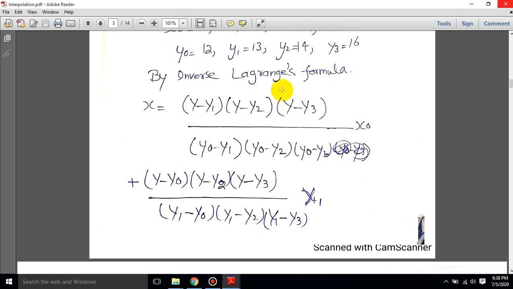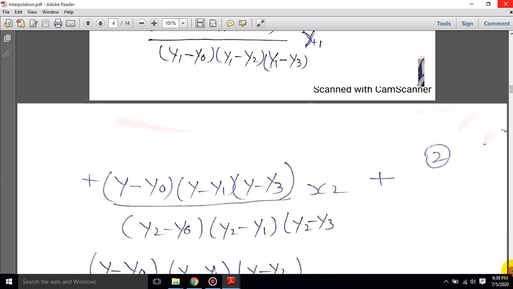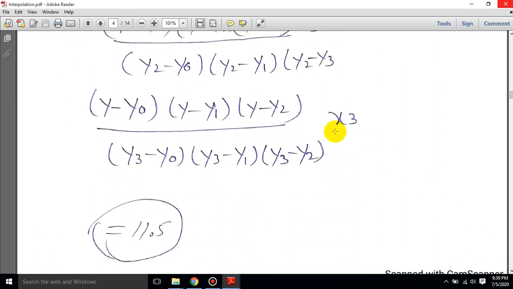The inverse Lagrange formula is defined like this: x will be equal to y minus y1, y minus y2, y minus y3 divided by y0 minus y1, y0 minus y2, y0 minus y3, multiplied with x0, plus y minus y0, y minus y2 into y minus y3 divided by y1 minus y0, y1 minus y2, y1 minus y3 into x1, and then plus y minus y0, y minus y1 into y minus y3 divided by y2 minus y0, y2 minus y1, y2 minus y3 into x2, plus so on till we move on to the last point of the given data, that is x3.